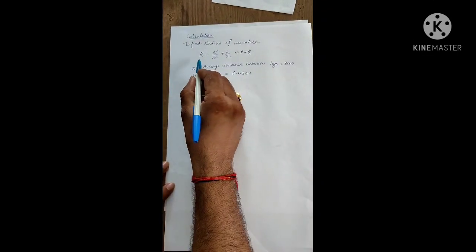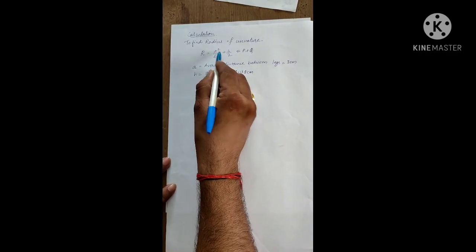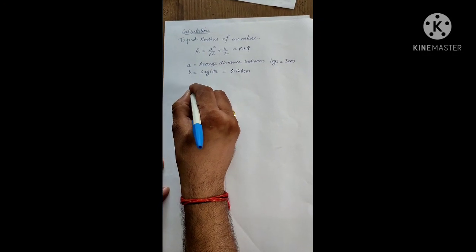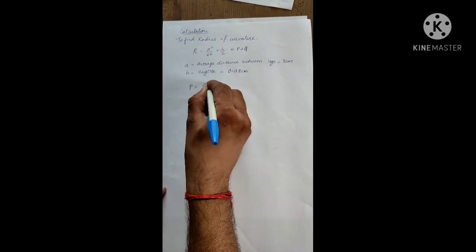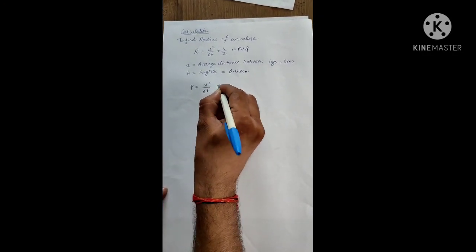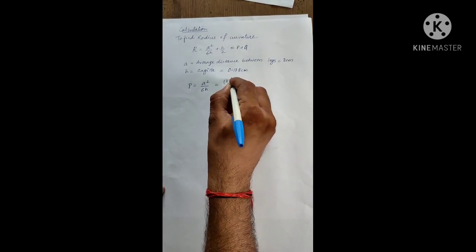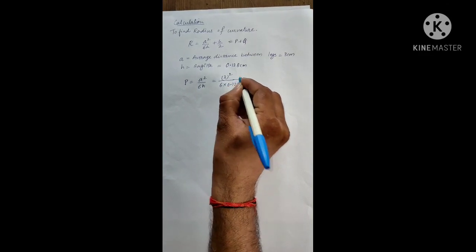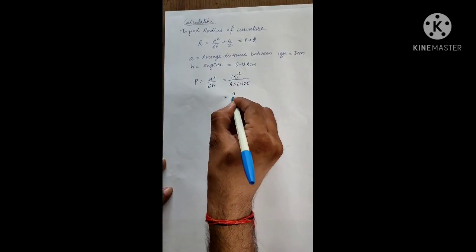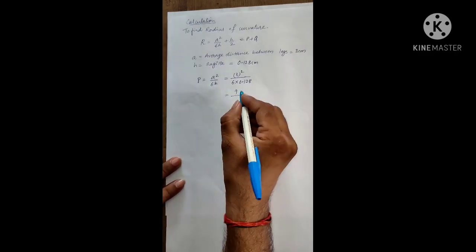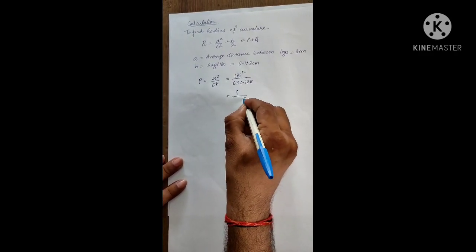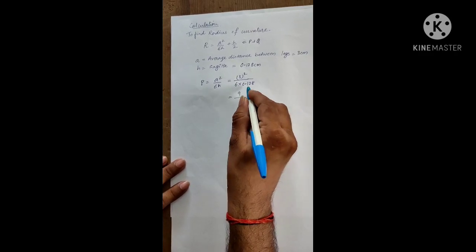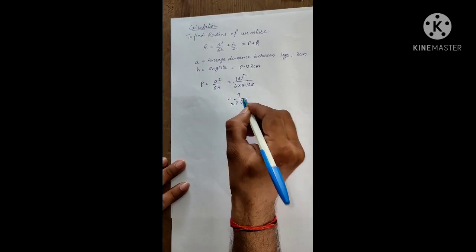Now how to calculate this radius of curvature? The first part is taken as p and the second part is taken as q. First we have to calculate p. P is equal to a square upon 6h. A is 3, so 3 square upon 6 into 0.128. 3 square is 9 upon, just multiply this number with the 6. 6 8s are 48. It is 0.768.